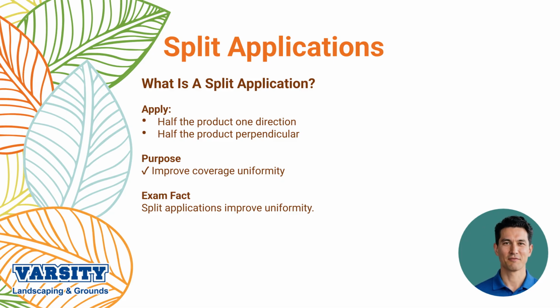A split application involves applying half of the product in one direction and the remaining half in a direction perpendicular to the first pass. This technique improves coverage uniformity and reduces the risk of streaking. It is a common recommendation for granular pesticide applications.